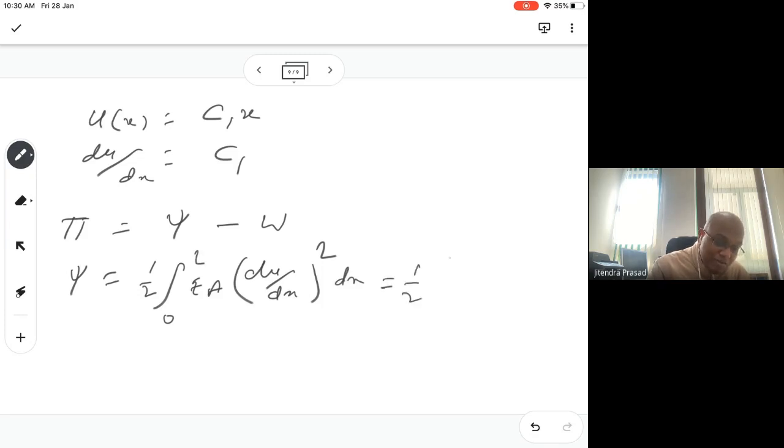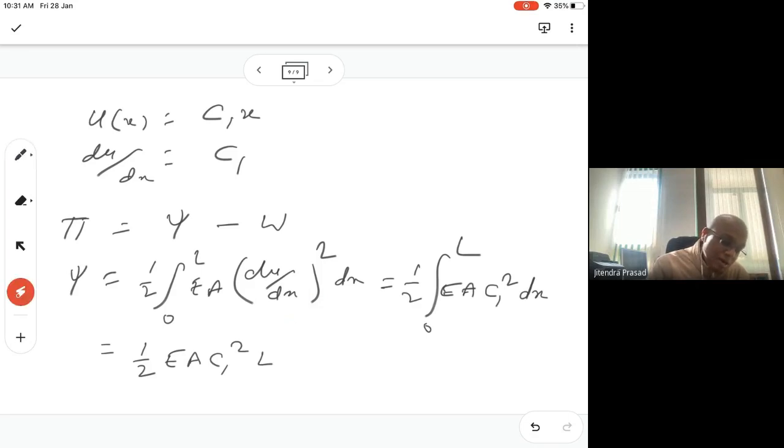So half EA is there, and then you have du over dx. du over dx is c1, so we write c1 squared dx, which is equal to half EA c1 squared L. So this is what we get as far as psi is concerned, the state energy, the total state energy.